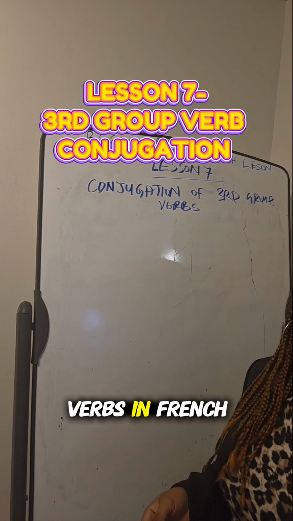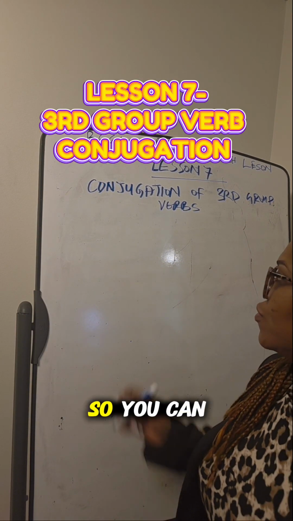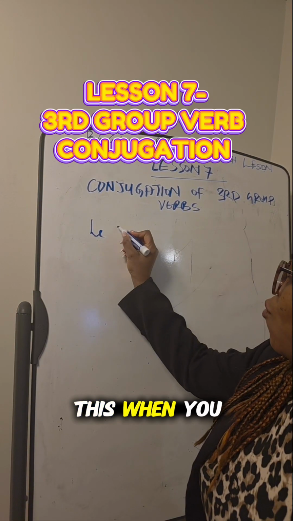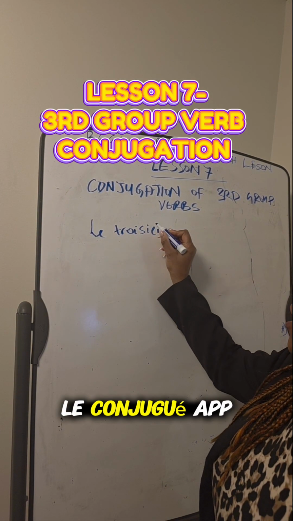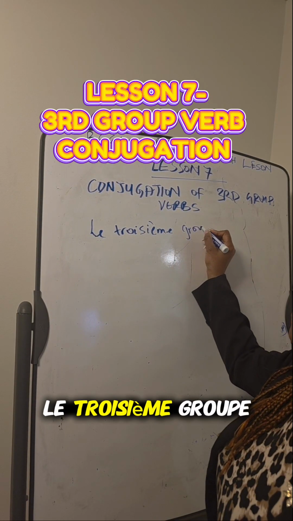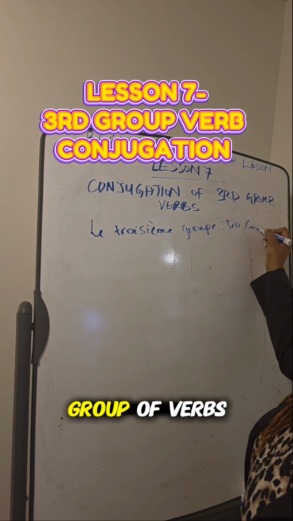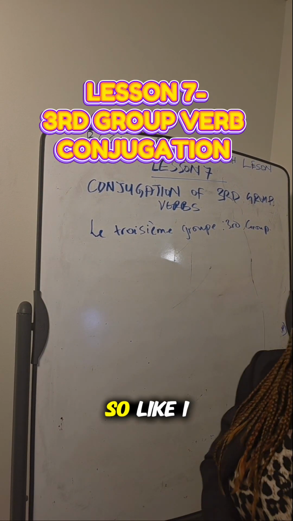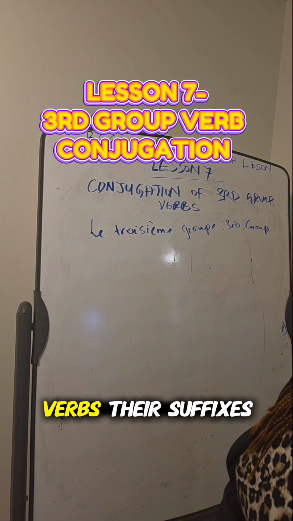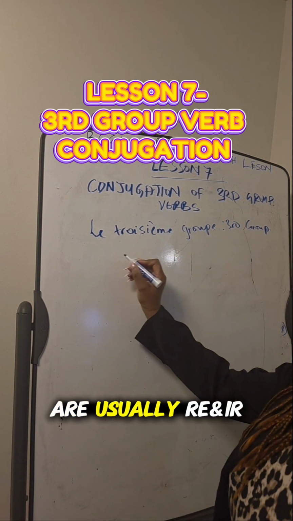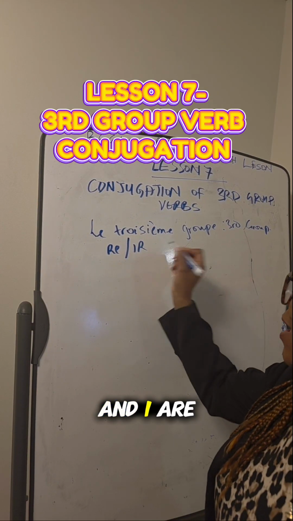Third group verbs in French are also known as le troisième groupe. You can see it as this when you use your le conjugué app, le troisième groupe, which means third group of verbs. Like I mentioned earlier, for third group verbs, their suffixes are usually RE and IR.